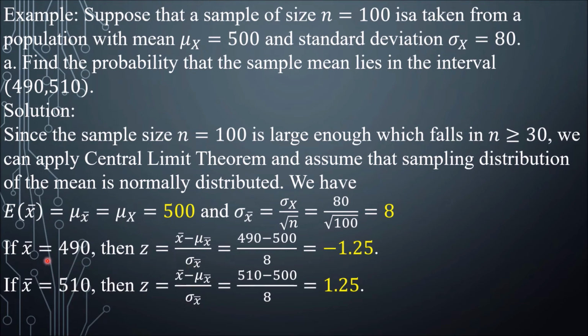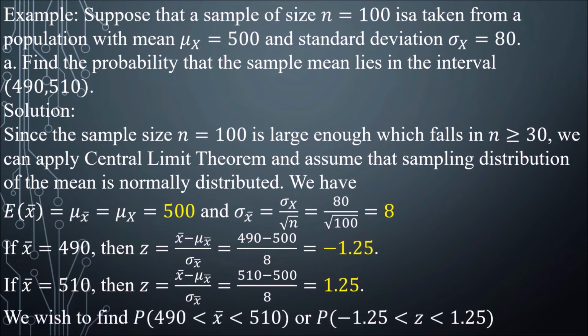Now, if x bar is 490, then the z-score of that using this formula is negative 1.25. If x bar is 510, then the z-score of that is positive 1.25. We wish to find the probability that the sample mean is between 490 and 510, or the z-score is between negative 1.25 and 1.25.